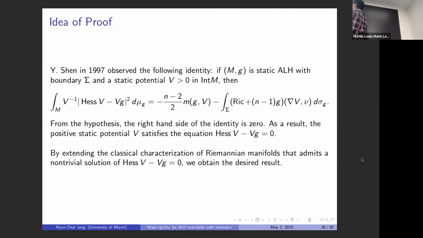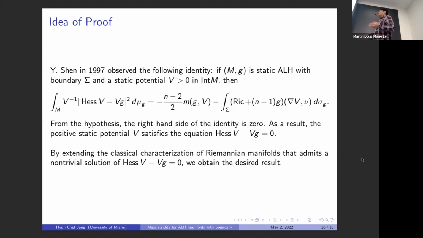From the hypothesis, we assume the mass is zero, and the boundary condition is umbilic and V equals nu V, and that makes this boundary integral vanish as well. So if the right-hand side is zero, then we get this equality. So the positive static potential must satisfy this Hessian equation. Okay, so this Hessian equation is studied very well.